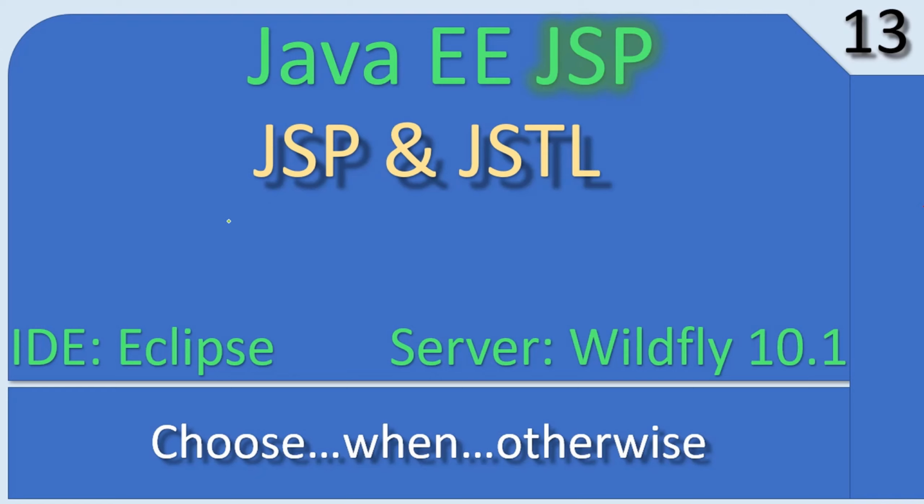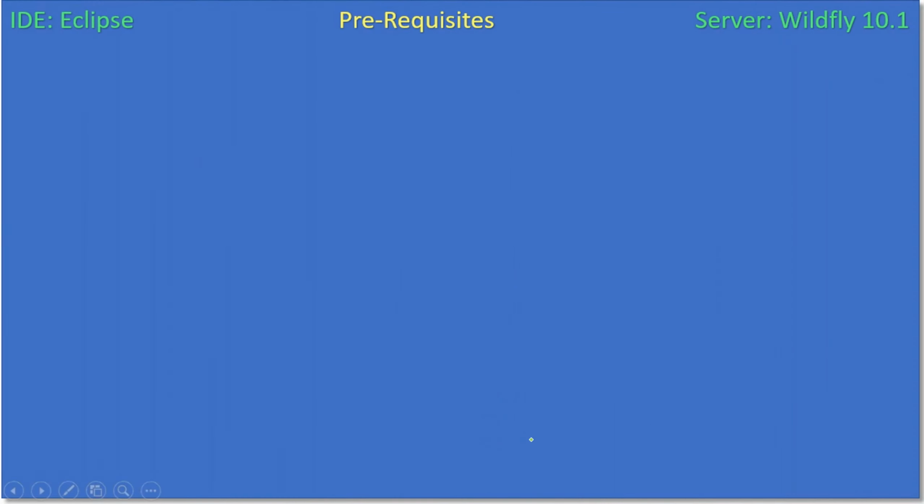So in this video we are going to look at how to use choose. Here C should be smaller case, choose when otherwise tag. So the choose when otherwise tag works like switch case statements.